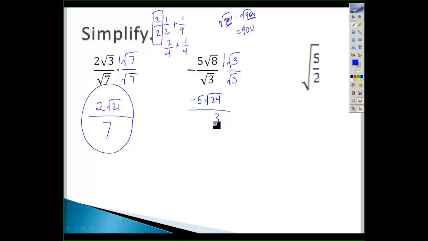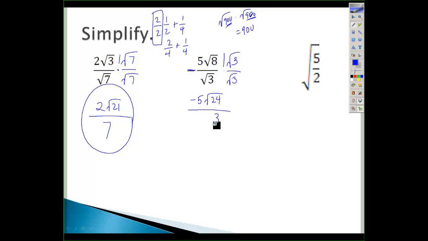Now some of you clever students might notice that 3 and 24 can cross cancel. However, 3 is not under a square root and 24 is, so you can't be cross canceling those. We could cross cancel the -5 and 3 if there was something to cancel because they're both out of the square root. However, we can't cross cancel the 24 and the 3.